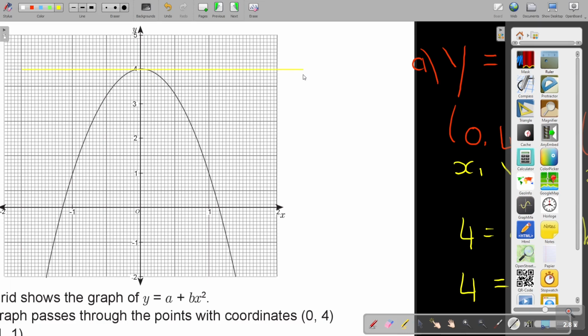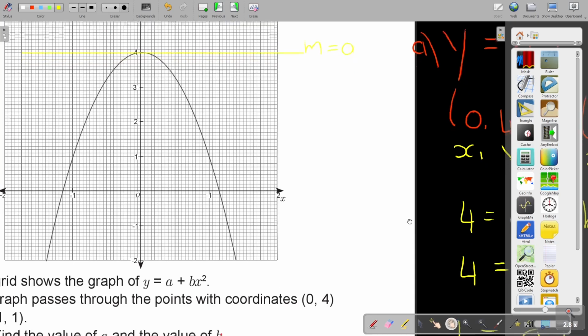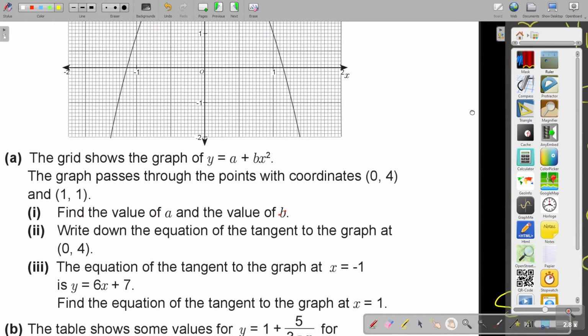Now this is a straight line. So the gradient of a straight line, don't forget that the gradient of a straight line is 0. There's no gradient. It's like you walk on level ground. So what is the question? Let's go back to the question. Write down the equation of the tangent to the graph at (0, 4).